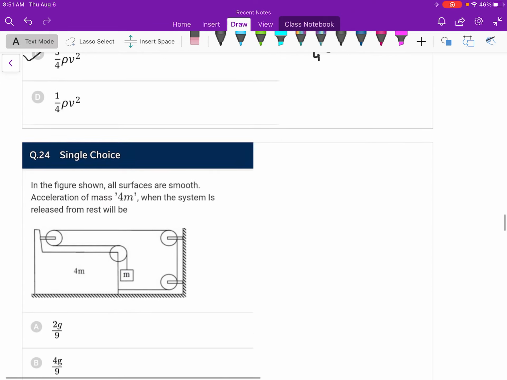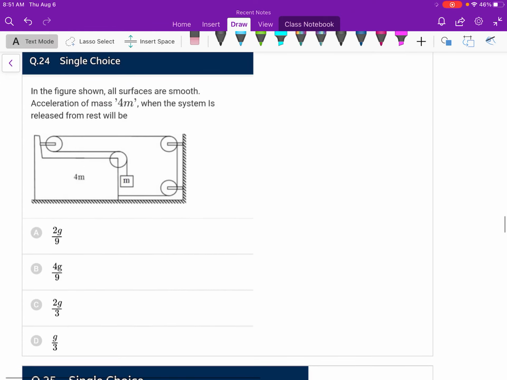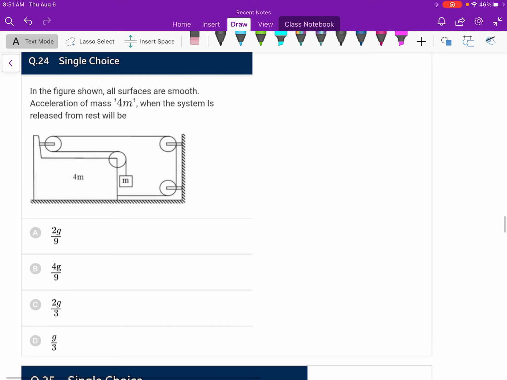This is the pressure. In the figure shown, all surfaces are smooth, 4m, when the system is released from rest. So guys, I would advise you to leave this question in the first go. This is a demanding question. You need to set up 3 equations and then solve. So you should leave the question in the first go unless you have sufficient time or you have practiced these kinds of questions. So guys, let's draw the free body diagram.